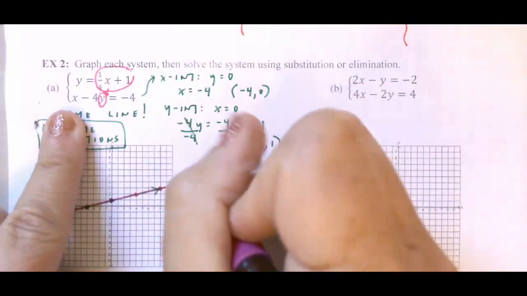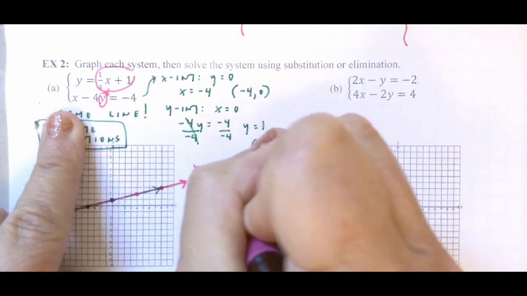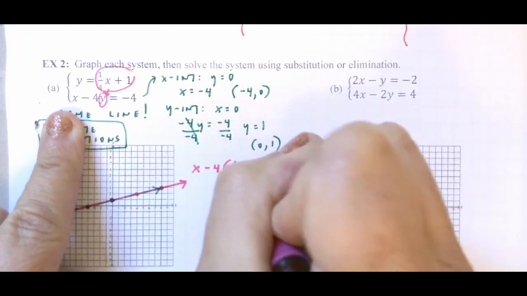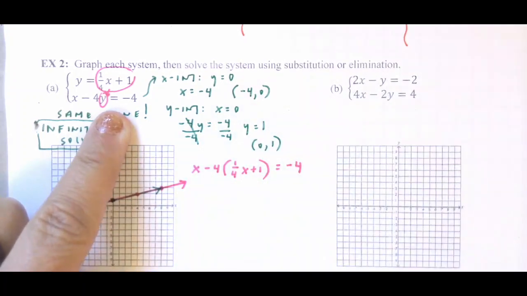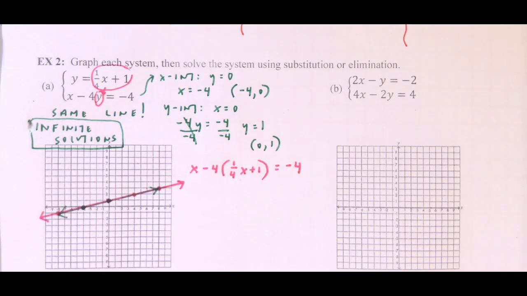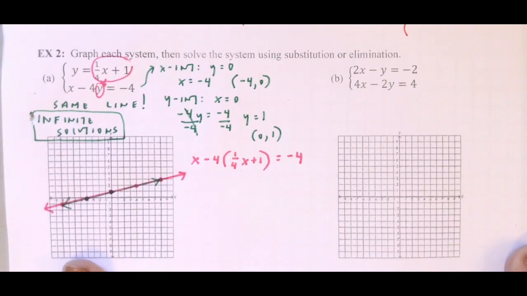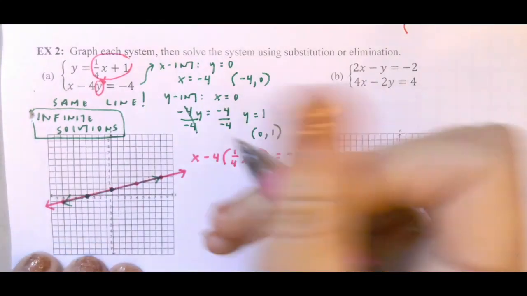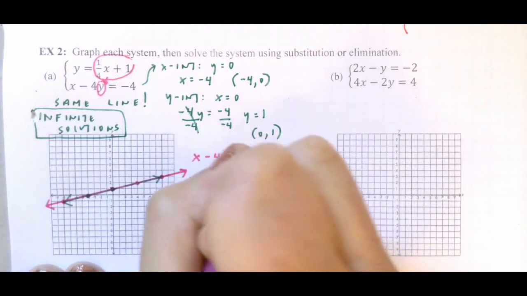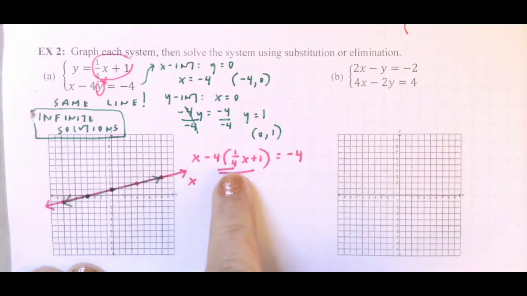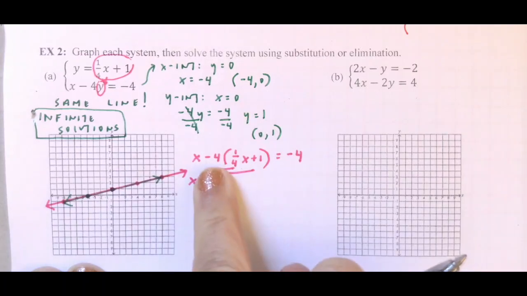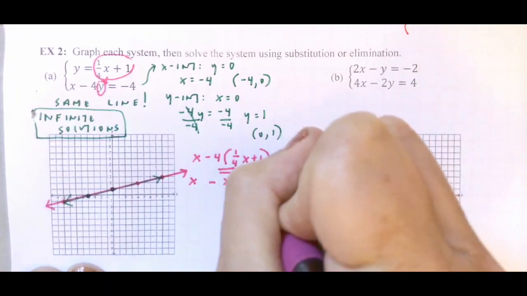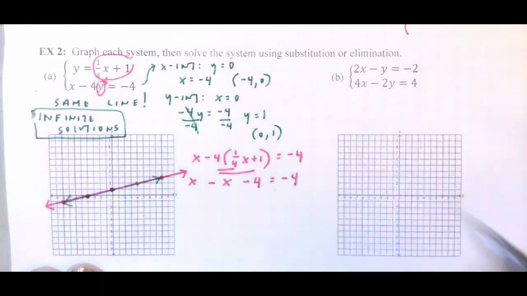So if I plug in, now I have x minus 4 times 1/4 of x plus 1, right, closing my parentheses, equals -4. Okay, so if I didn't know graphically that it's the same line and I'm trying to solve this using substitution or elimination, let's see what happens to those x values. So here I distribute that -4. So x here, -4 times 1/4 is -1, so -1x, and then -4 times 1 is -4. Okay, equals -4 on the other side.